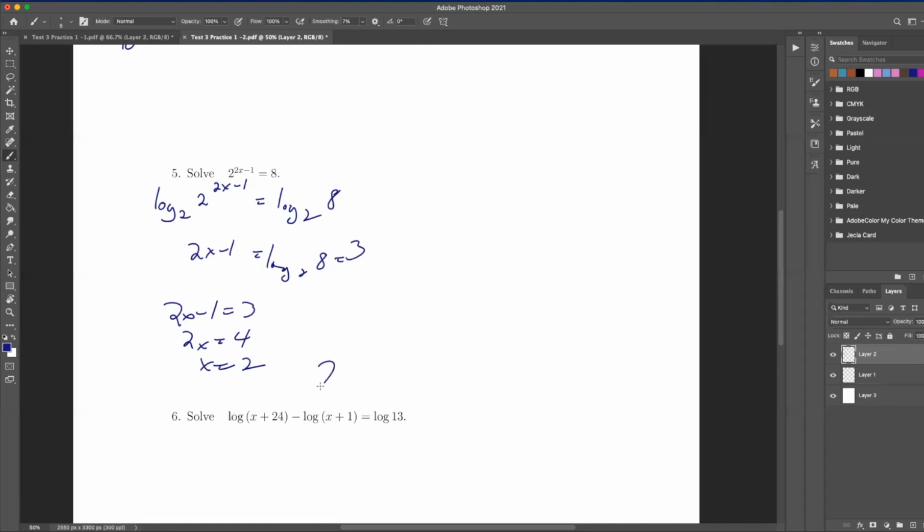And this one we can easily check. 2 raised to 2 times 2 minus 1. Is that equal to 8? Well, 2 times 2 minus 1 is 3, so 2 raised to the third power. Is that 8? Yes, it is. Okay.